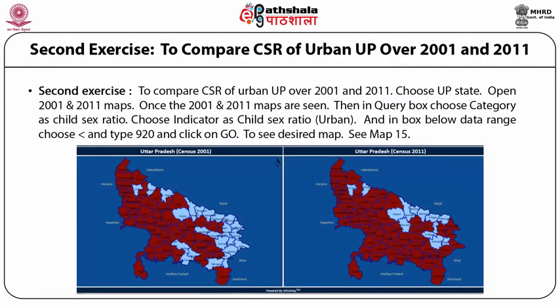Similarly, the second exercise is on urban UP. I'm looking at the changes between 2001 and 2011. Again, you can choose UP state at the censusgis.org website and open 2001 and 2011 maps simultaneously. In the query box, you choose the category as child sex ratio and the indicator as urban child sex ratio, and choose the data range less than 920, and one sees the map which I'm seeing.